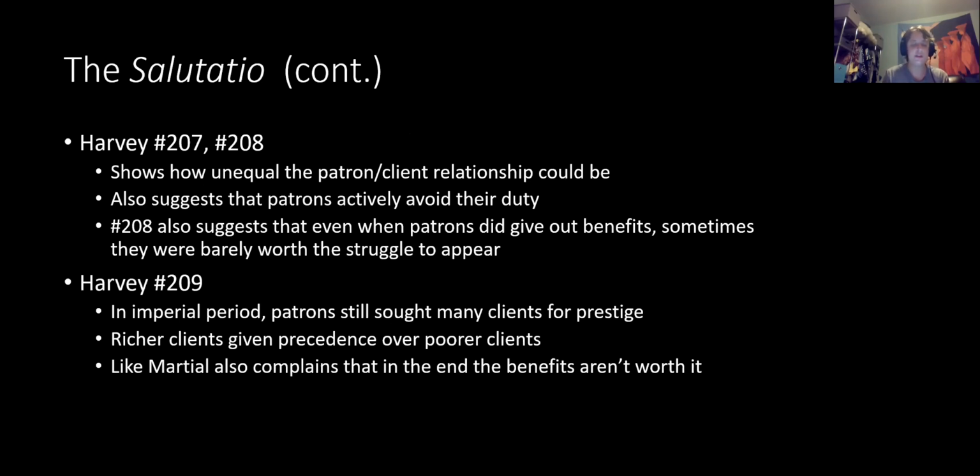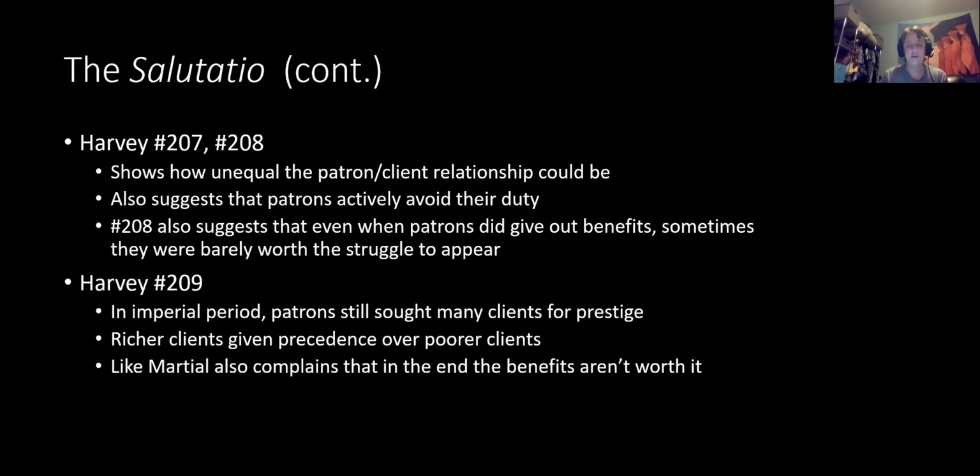He argues that clients have no other way to thank their patrons than to do favors for them. In Harvey selections 207 and 208, we see how unequal the patron-client relationship could be. Clients would do their duty, show up every morning, only to be turned away by a lazy patron or forgotten. Both of these authors also suggest that patrons actively avoided the salutatio each morning, while at the same time still expecting favors from their clients. Selection number 208 also suggests that sometimes what a patron gives isn't even worth the trek to his house to get it. It was not uncommon for a lower-class person to have more than one patron, so he often faced the same rejection or lack of respect multiple times each morning.